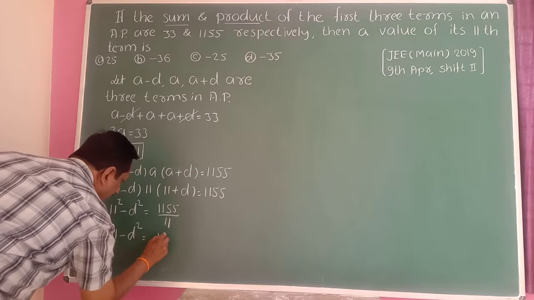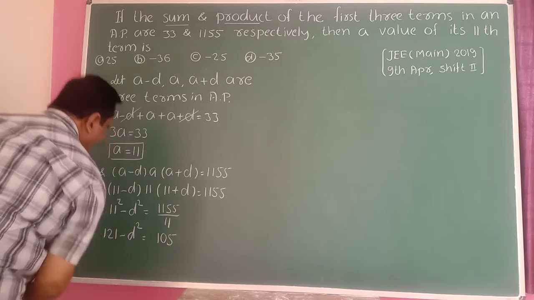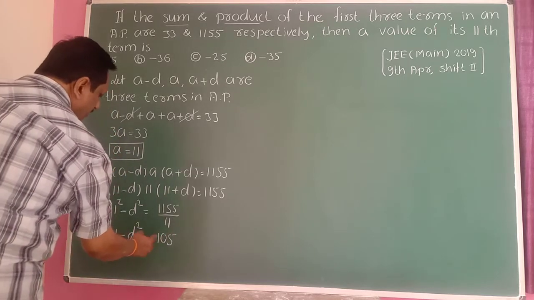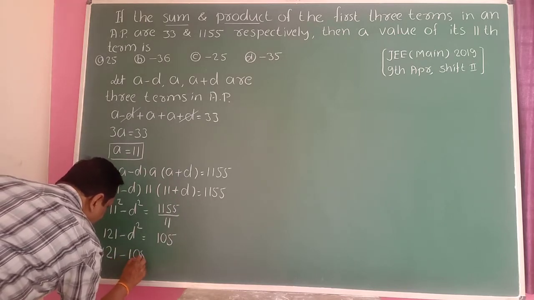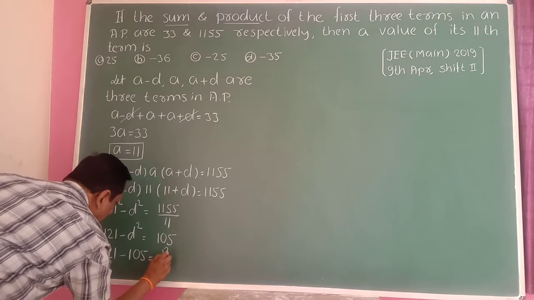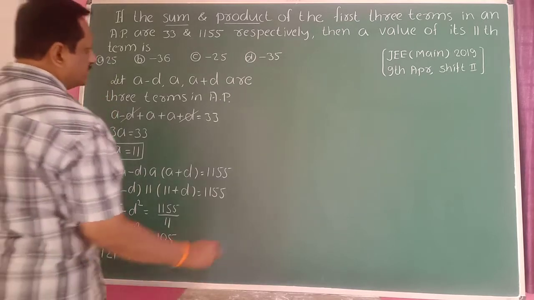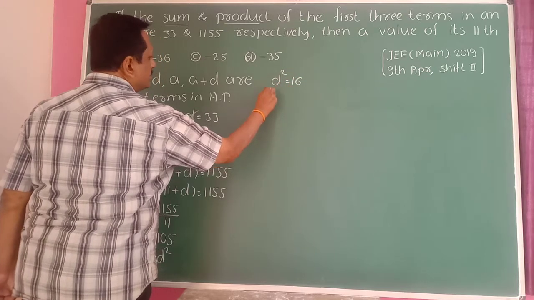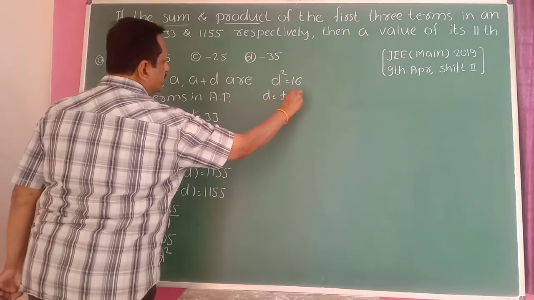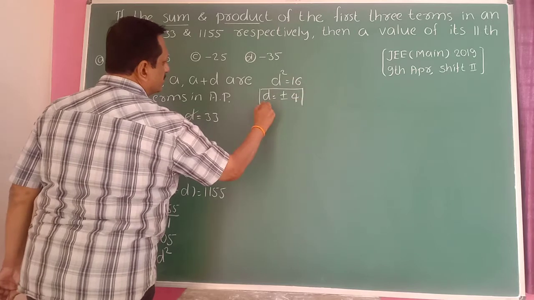So 11 square is 121 minus d square. 11 ones are 11, 0, 11 fives are 55, so it is 105. Take d square to this side, 105 to this side. 121 minus 105 is equal to d square. Therefore, d square is equal to 16. So d is equal to plus or minus 4.